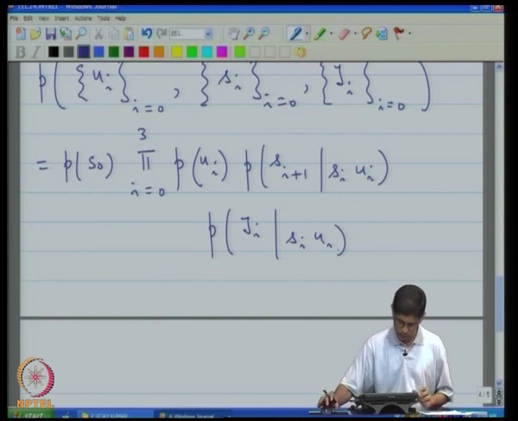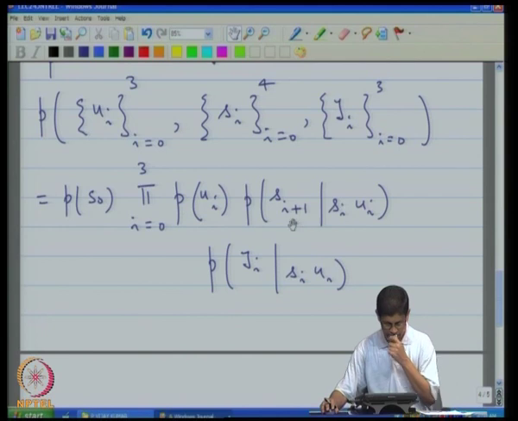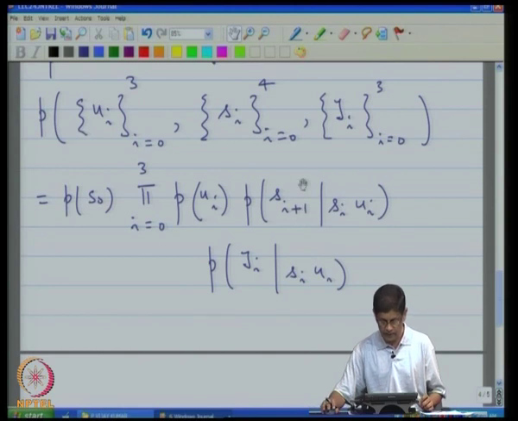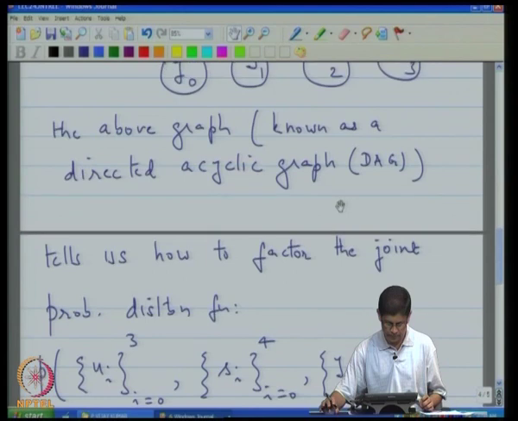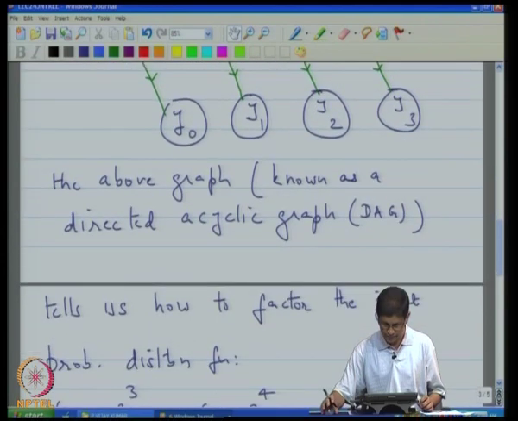So, this is how it factors, and you can see that what the figure above showed us is a graph that reflects this factorization, because there was an arrow leading from s_i and u_i to s_(i+1), indicating that there was a dependence of s_(i+1) on the values of s_i and u_i. You could see that here. For example, s_2 is dependent upon u_1 and s_1. So, these probabilities affect the probability of this.